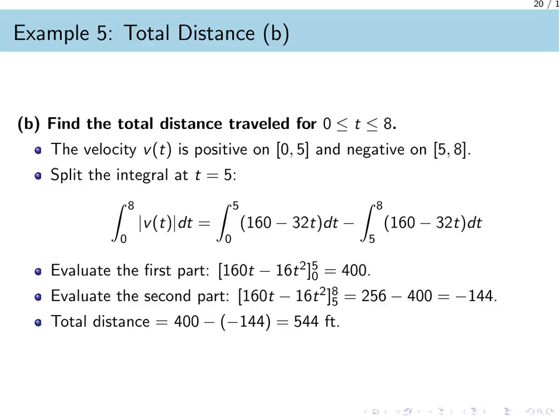We integrate the positive velocity from 0 to 5 to find the distance up, and integrate the velocity from 5 to 8 to find the displacement down, taking the absolute value of the latter. The upward distance is 400 feet, and the downward displacement is negative 144 feet. Adding the magnitudes, 400 plus 144 gives us a total distance traveled of 544 feet.